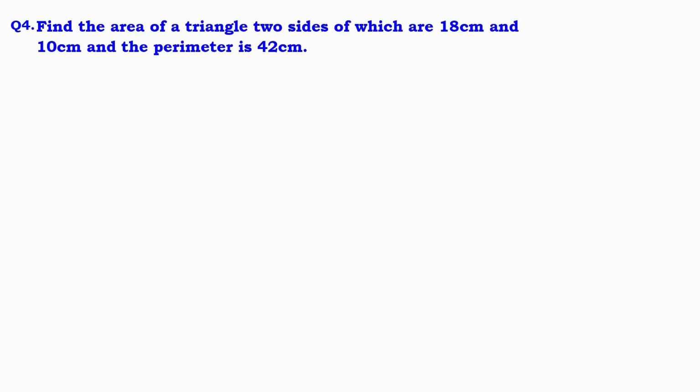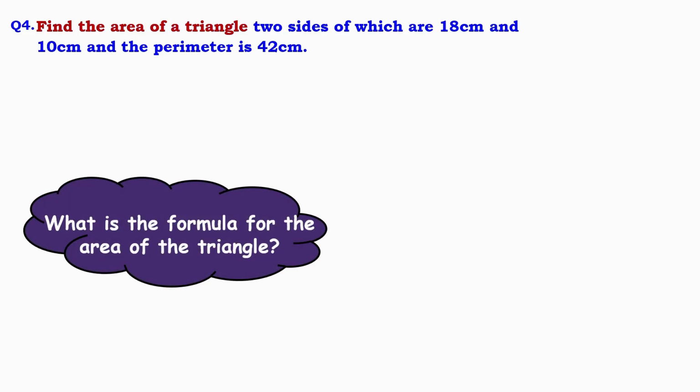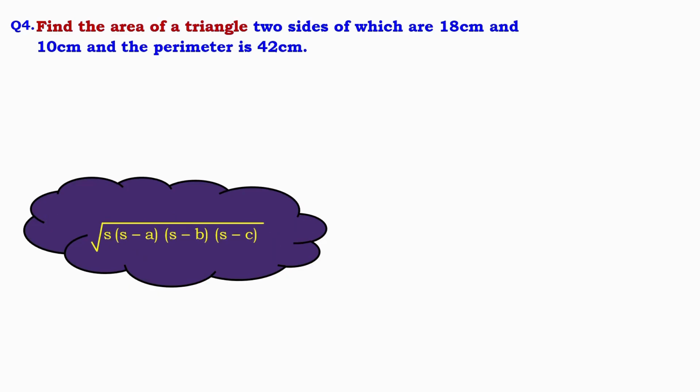Now the fourth question: find the area of a triangle, two sides of which are 18 centimeter and 10 centimeter, and the perimeter is 42 centimeter. So what is the formula for the area of the triangle? That is square root of S into S minus A into S minus B into S minus C.